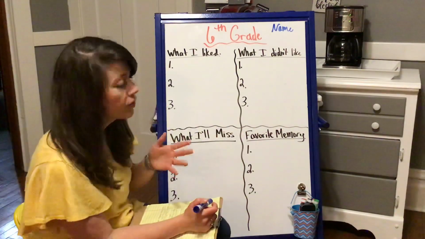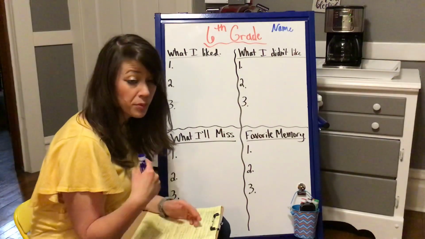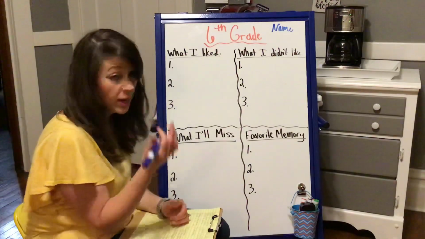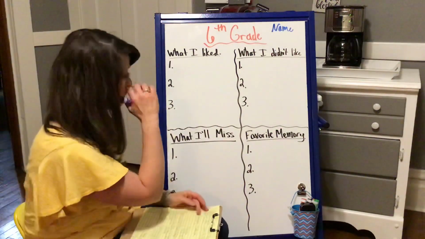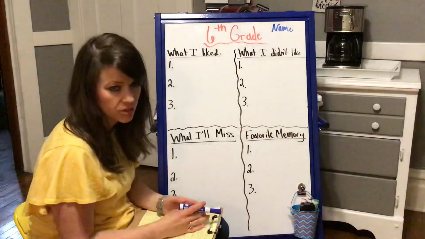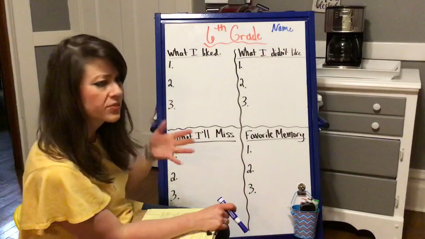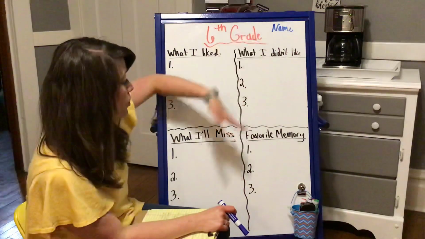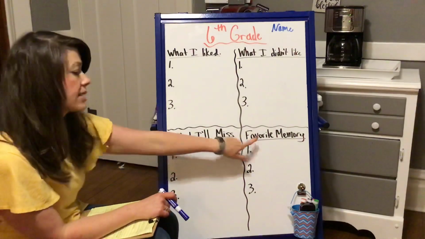What we're going to do is fill them out. You're going to obviously fill out yours differently. This is my example for me, and then you're going to fill out the rest of it with what you have to say. So obviously split into 4 pieces. The first section is what I liked. So you're going to be telling me something that you liked about 6th grade. And then you're going to have about 2 or 3 things for each one. Next one is what I didn't like, so 3 things about that. What I'll miss. And then the last one's favorite memory.